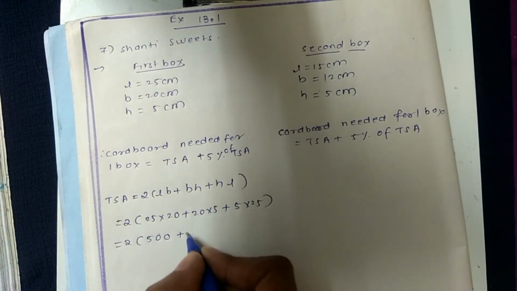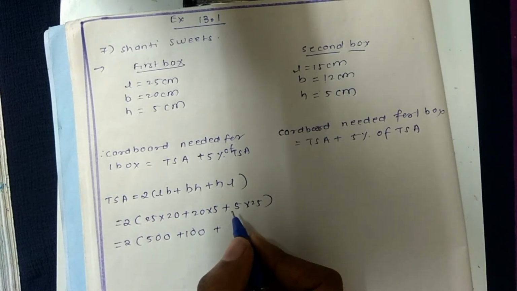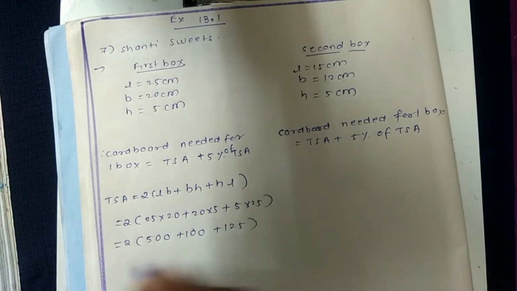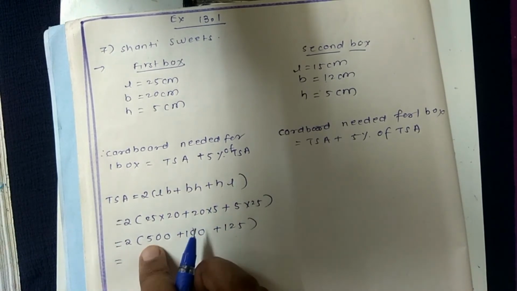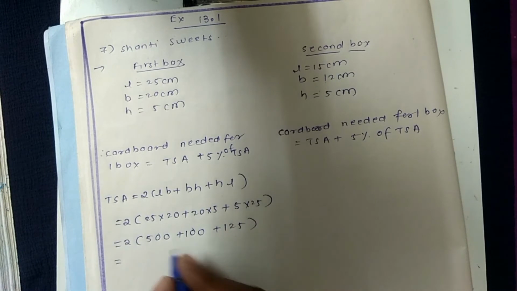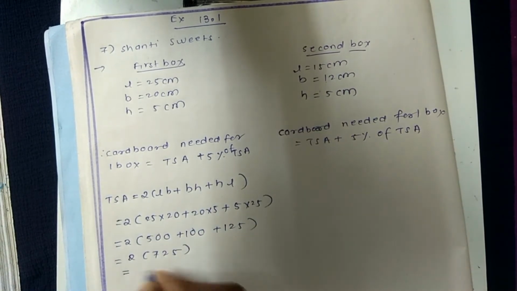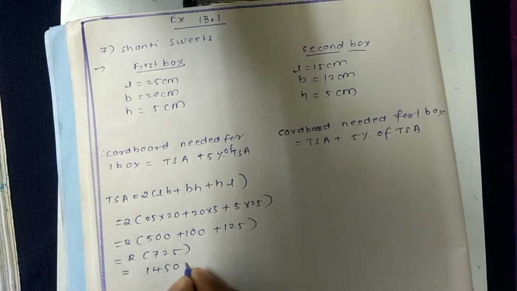25 5s are 5 twos are 10 and this 0. Then 25 5s are 125. So add these three: 500, 100, 600 plus 100, 700 and 25. So 2 into 725. So this is 1450 centimeter square.